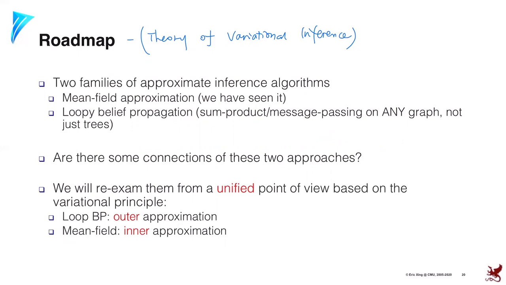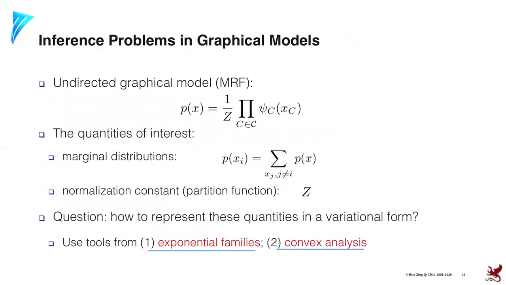So thus far, we can see that the common inference problems usually include marginal distributions and normalization constant. But now we want to represent these two quantities. We want to represent this marginal distribution and the normalization constant in a variational form via the exponential families and convex analysis.